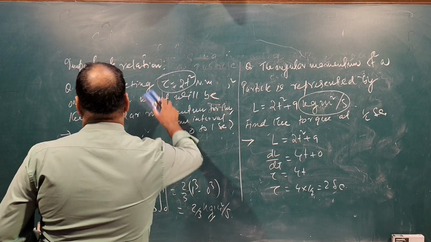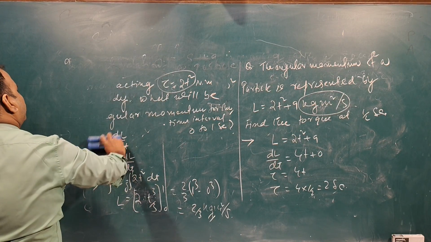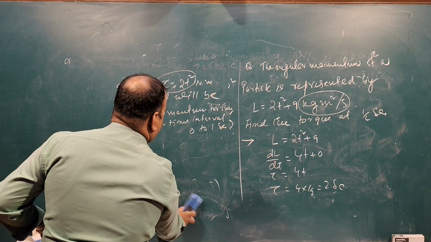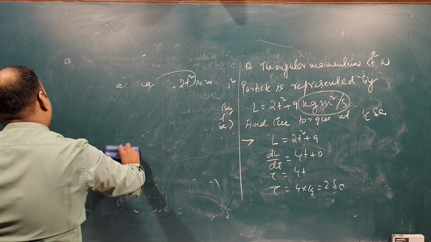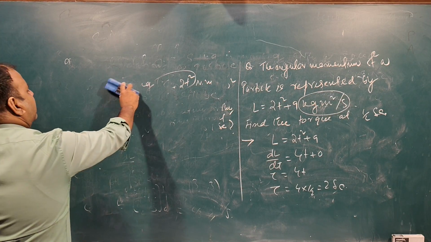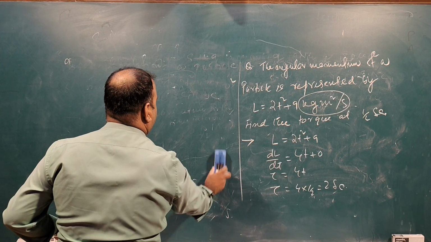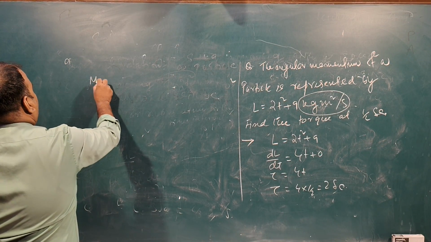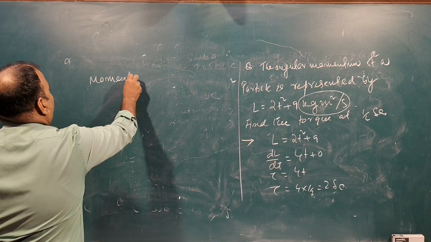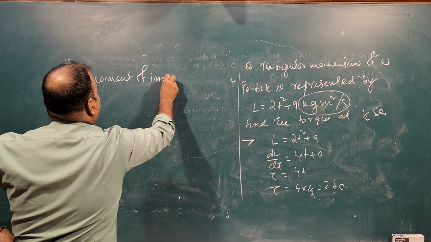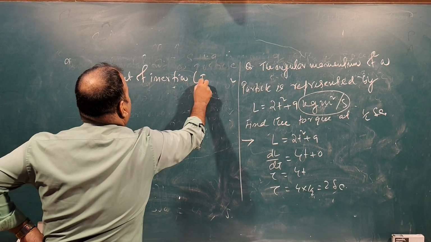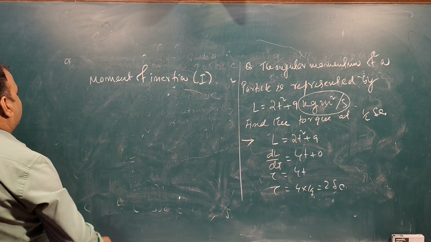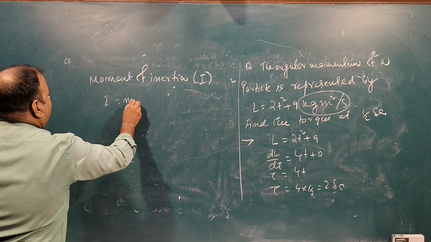Now see one more question here. Moment of inertia. So what is the meaning of moment of inertia? Moment of inertia means it is the product of the mass of a body and the square of the distance from the center of rotation. Suppose we are talking about moment of inertia, that means I. So I means it is m r square.